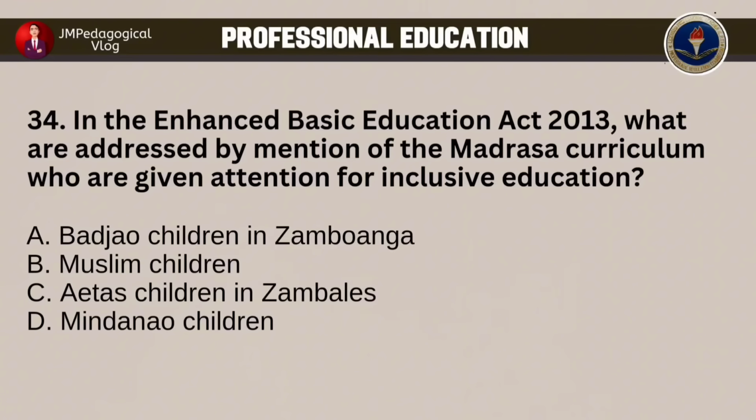34. In the Enhanced Basic Education Act 2013, what are addressed by mention of the madrasa curriculum who are given attention for inclusive education? A. Bajau children in Zamboanga. B. Muslim children. C. Atis children in Zambales. D. Mindanao children.